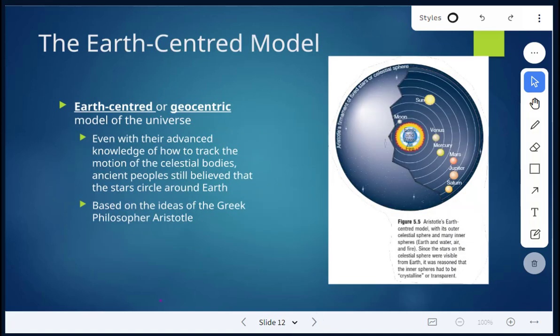Next, we get into the different models. So here, this was the Earth-centered model, also called geocentric. Geo meaning the Earth. So this is with Earth in the center of the universe. So even with their advanced knowledge of how to track the motion of the celestial bodies, ancient peoples still believed that the stars circled around Earth. It was based on the ideas of the Greek philosopher Aristotle.